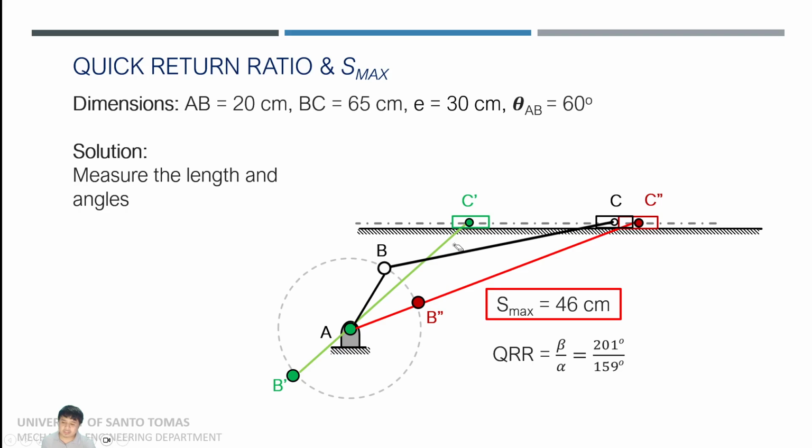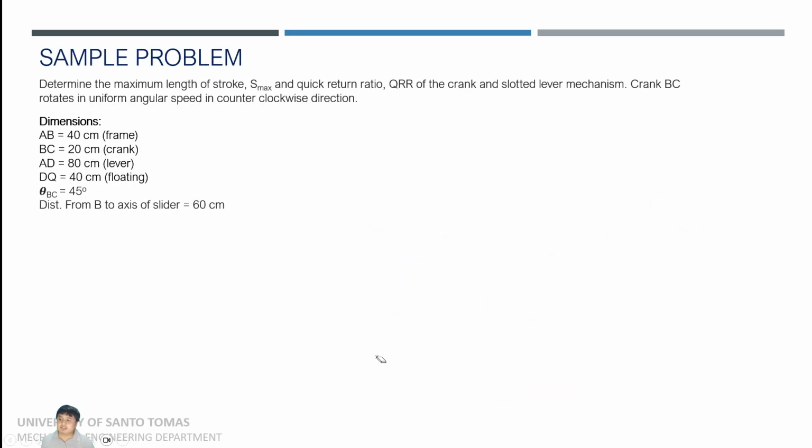You can solve for this stroke 46 centimeters and this quick return ratio 1.26 by measuring. Now you can use your rulers if this is in ratio. So you can find this stroke, and then you can also find this alpha here, and then we have this beta using your protractor. But anyways, we are interested in the analytical approach, so let's solve this in an analytical way.